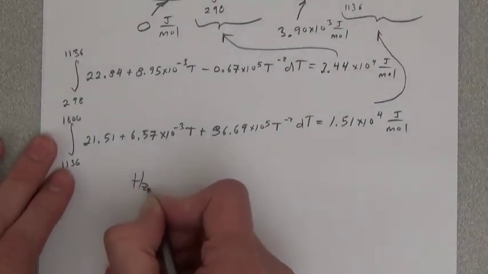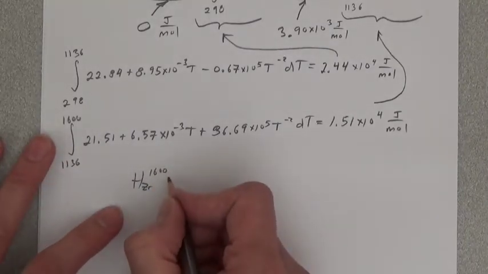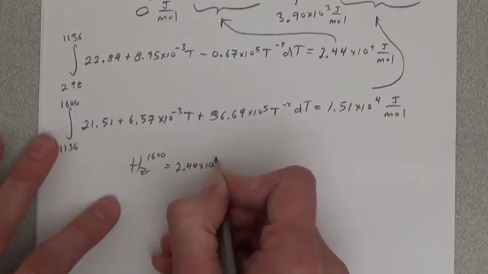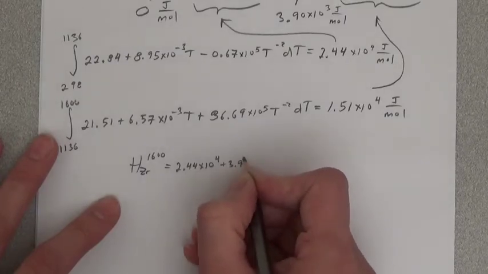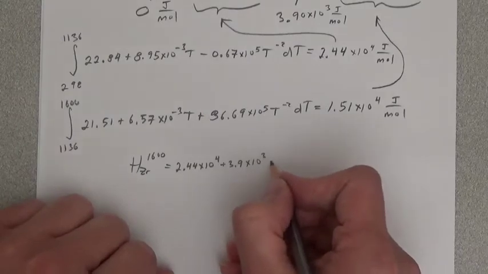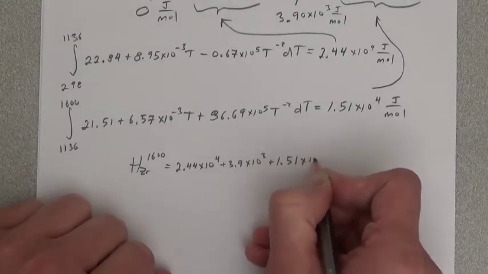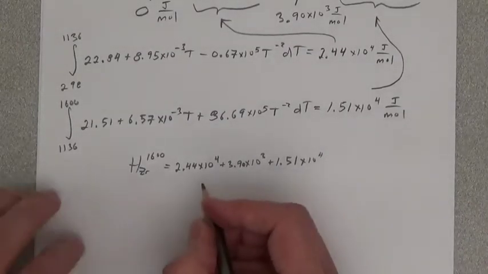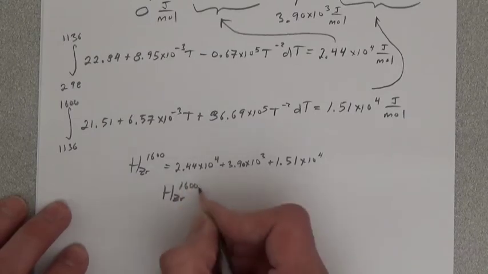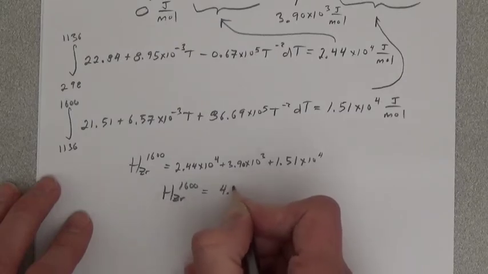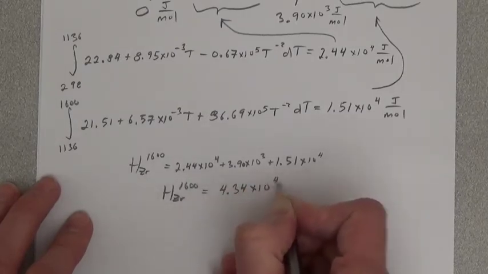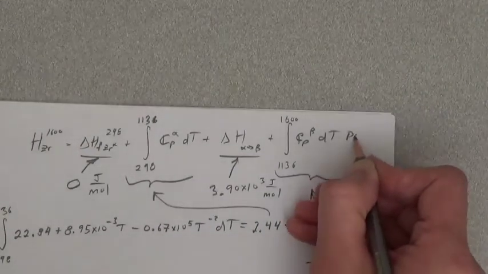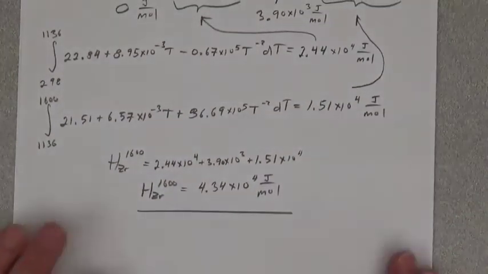So H Zr 1600 is equal to 2.44 times 10 to the 4 plus 3.9 times 10 to the 3 plus 1.51 times 10 to the 4. H Zr 1600 is equal to 4.34 times 10 to the 4 joule per mole. Okay, now we need to do oxygen.